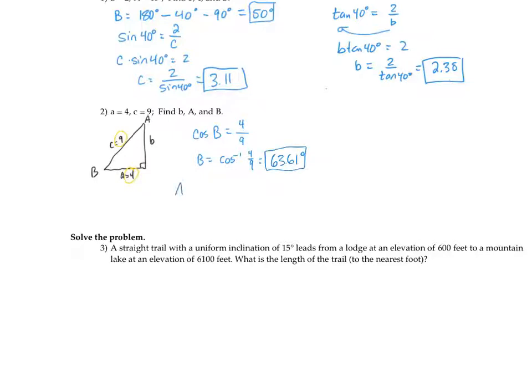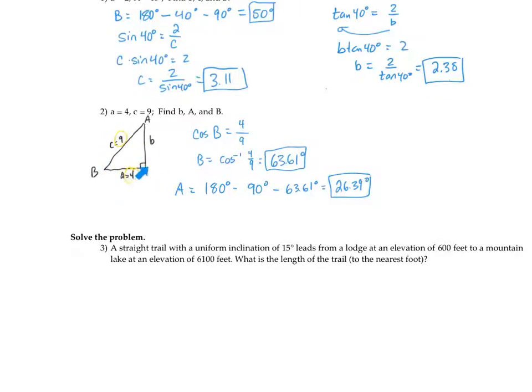Now I can find capital A by doing 180 minus 90 minus 63.61. Again, plugging that into my calculator, and I get 26.39 degrees. The last remaining side is b. We could use trig functions for this, or we could use the Pythagorean theorem. I'm going to choose the Pythagorean theorem because that sets up an equation that doesn't use any of these approximated values. I could use one of these trig functions on one of these angles to relate that to side b, but I would be using rounded values.